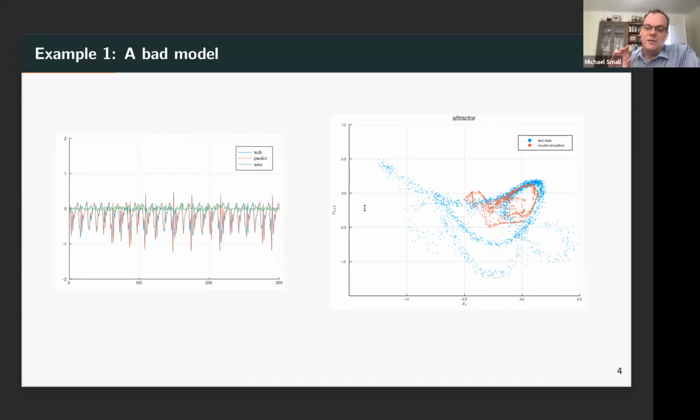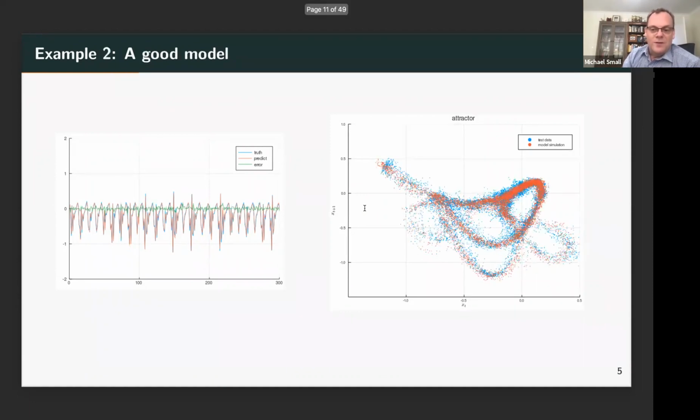So if I take the predictions and iterate them out, I get, in the delay coordinate system, the red object here, which looks nothing like the blue object. Of course, that's because this is a bad model. If I have a good model, then I get much better predictions, and the dynamics of my model look like the dynamics of the underlying system, which I care about.